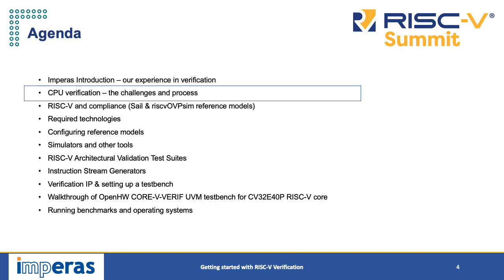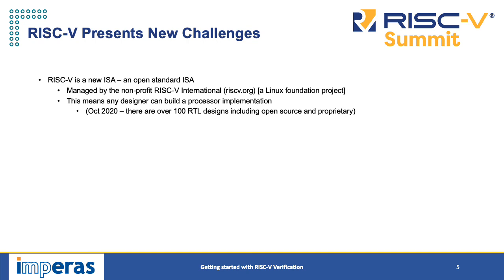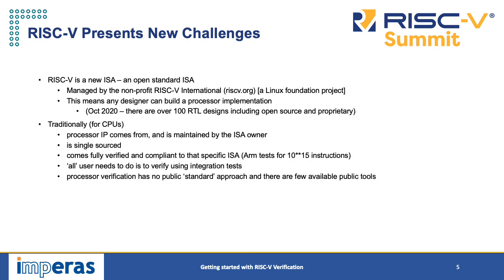So let's talk a little bit about CPU verification, the challenges and the process. RISC-V is a new ISA, a new open standard managed by RISC-V International. Because it's open, anybody can design a processor with it, and they can all be slightly different. We believe there are over 100 designs out there at the moment. In traditional verification, the processor IP comes from and is maintained by a single ISA owner, and it comes fully verified, so all you have to do is the integration tests of it.